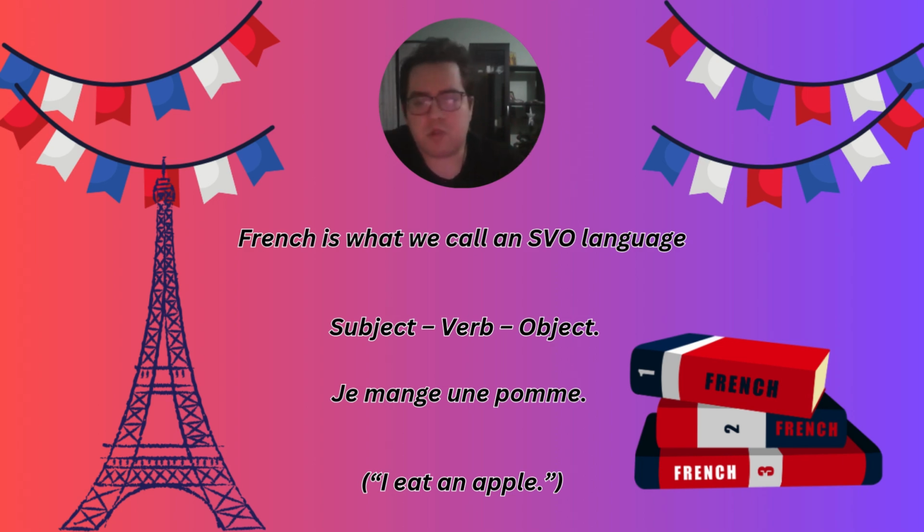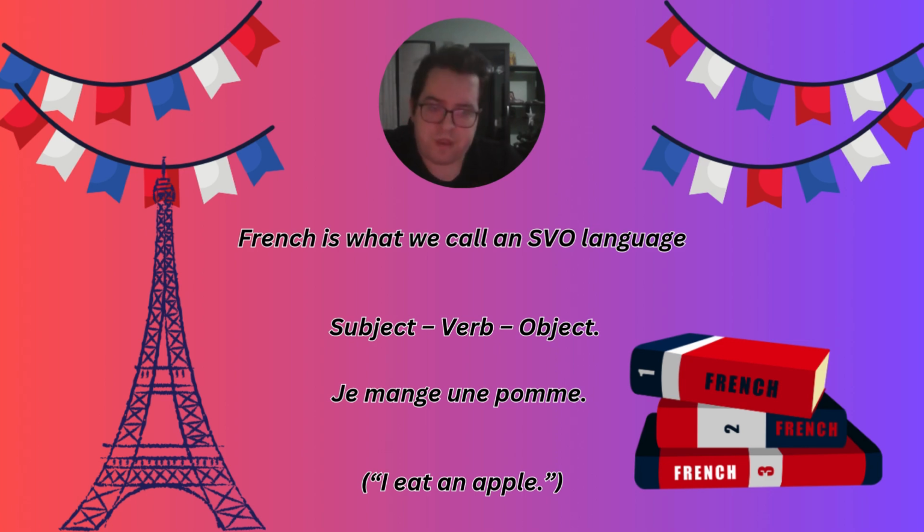So, French is what we call an SVO language. That means that the standard sentence in French will be formed with a subject, a verb, and an object. Now, the subject can be a noun or a subject pronoun. The verb can be any verb as long as it's conjugated in French. And the object can be a direct object, an indirect object, or, generally we refer to objects as these two, but it can also be an adjective.